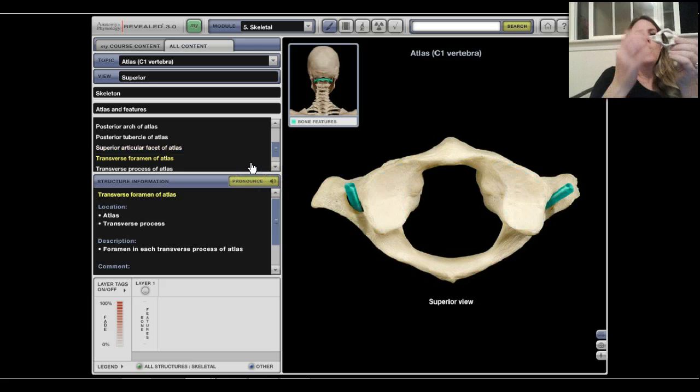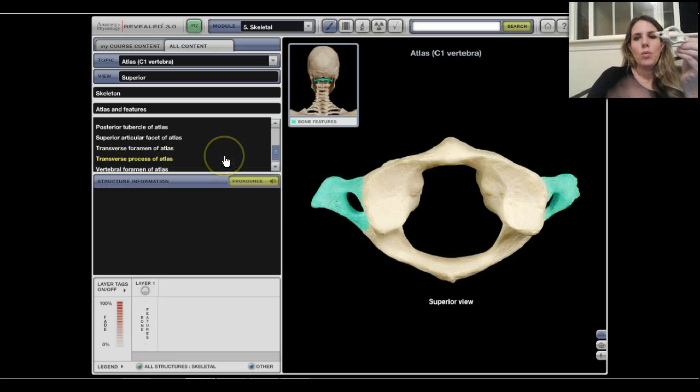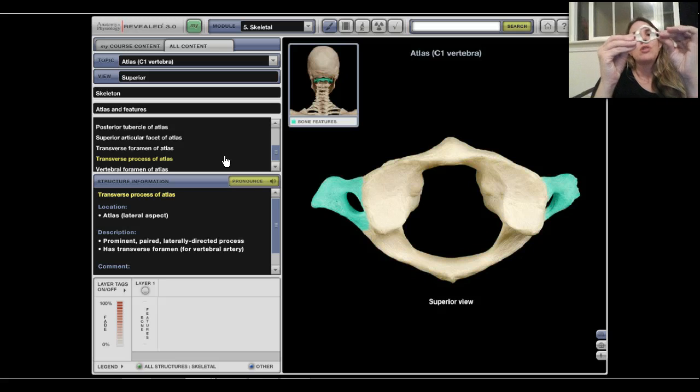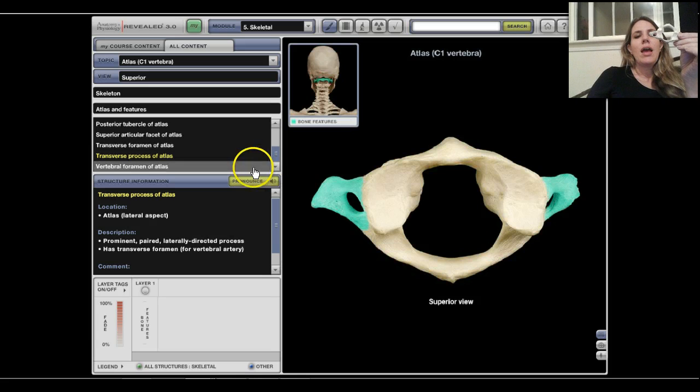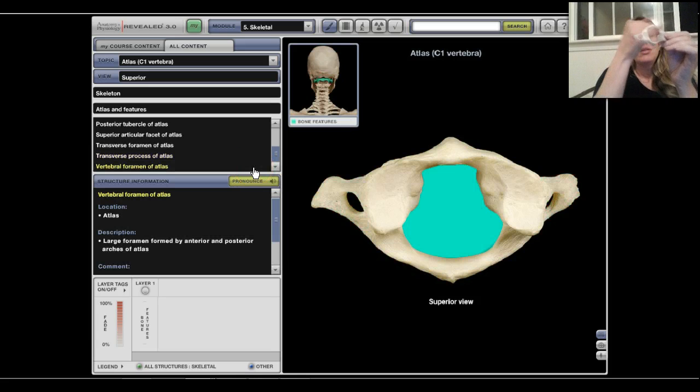Okay, and then the holes to the side, obviously where nerves are going to go through. These are your transverse foramina. So transverse foramina, so we got pegs going through there. And the whole little point out here is called the transverse process. So remember, transverse means horizontal. So that's the transverse process. And then right smack in the middle, this is the vertebral foramen of the atlas. So this is where your spinal cord is going through. Okay, so not so bad.